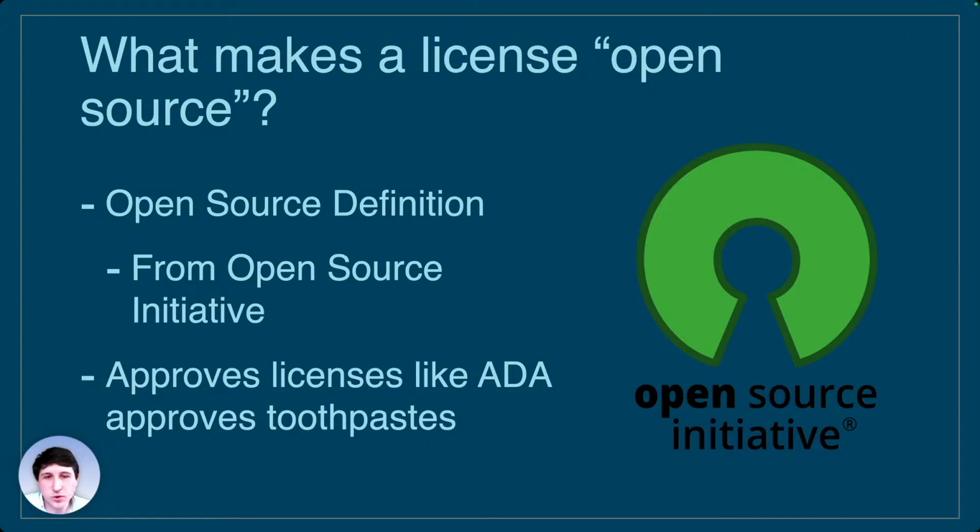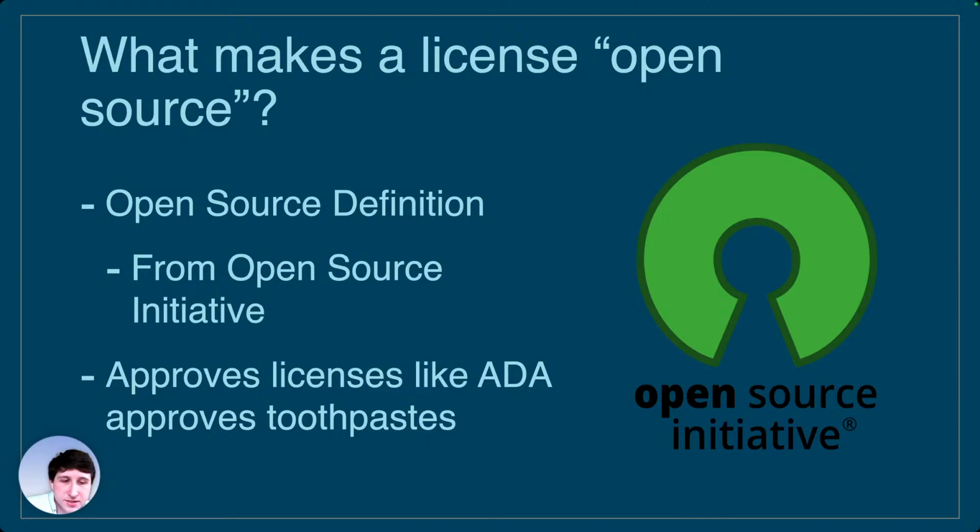You have a toothpaste, anyone can make a toothpaste, right? As long as I can pass through the FDA, I can get approval to sell this toothpaste, right? But not every toothpaste actually gets ADA approval, right? So the ADA is a separate organization, the American Dental Association, and they get to decide if they want to put their stamp of approval on a toothpaste and say this toothpaste is ADA approved. Well, it's the same thing in open source licenses.